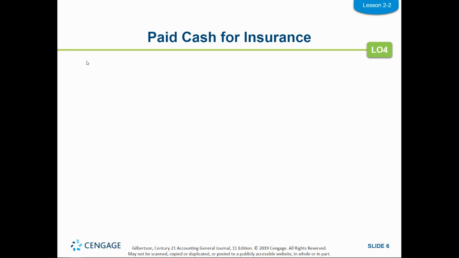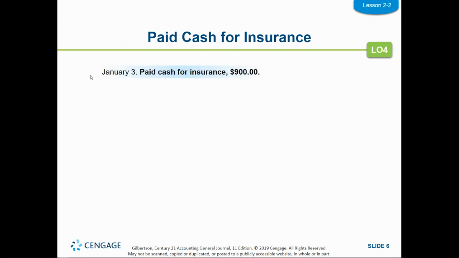Continuing with section 2.2 and the last three transactions, just as a reminder, we have 4 questions that we ask each other every time we have a transaction. And this transaction is paid cash for insurance. And the first question is, which accounts are affected?